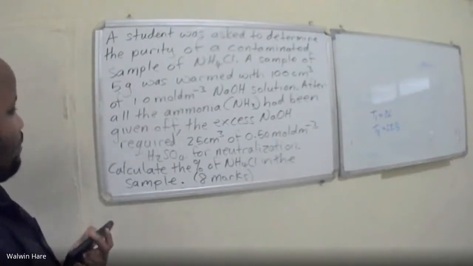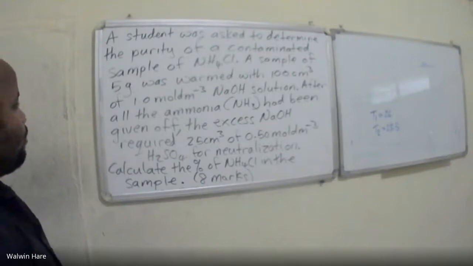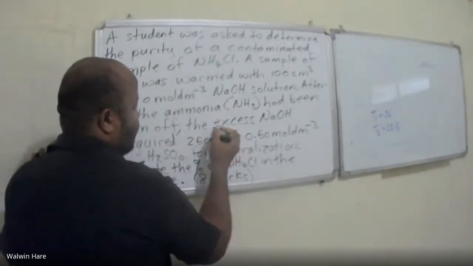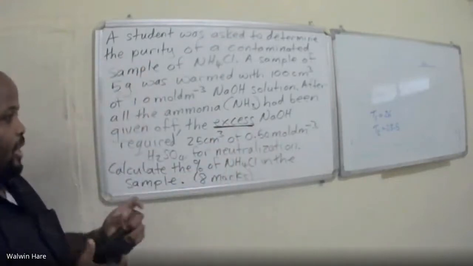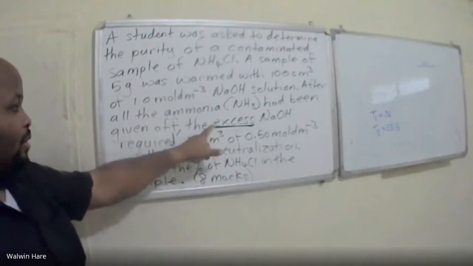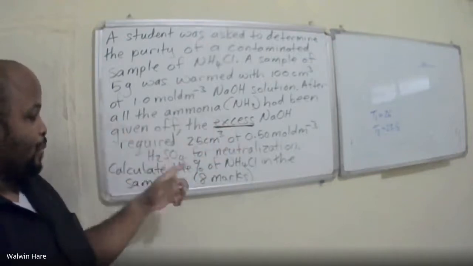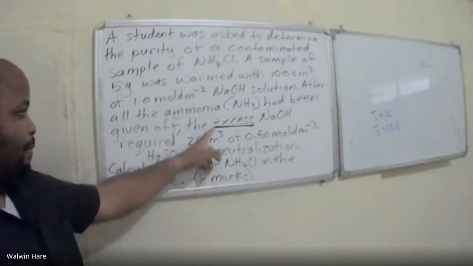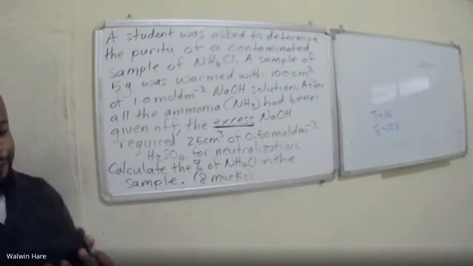All right, so that's it, and it's for 8 marks. All right, just to make a note, right here, where they say the excess sodium hydroxide, excess here means unreacted. All right, so the excess sodium hydroxide means the unreacted sodium hydroxide. And so I'll give you probably 6 minutes for this one.